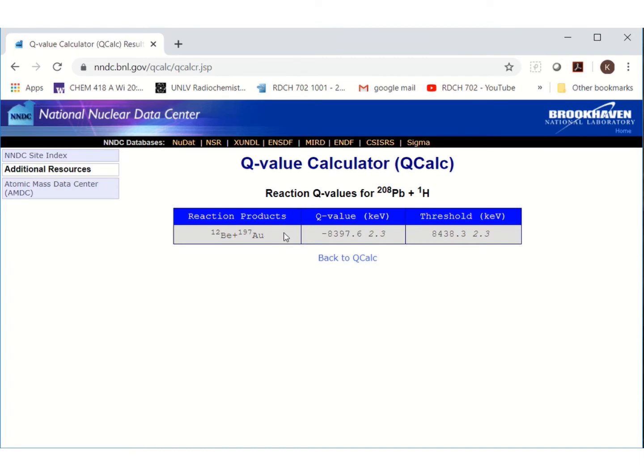Okay, so the reaction shown here, lead plus a proton, makes gold plus beryllium-12. The Q value is negative 8397 keV. It also gives us something called the threshold energy, which we'll describe when we talk about nuclear reactions. But what this tells us is that this reaction is not energetically favored. If we want to turn lead into gold, we'd have to have energy added to the system.